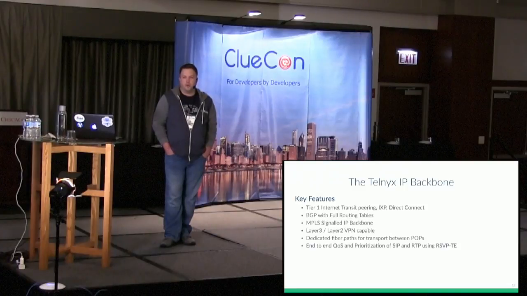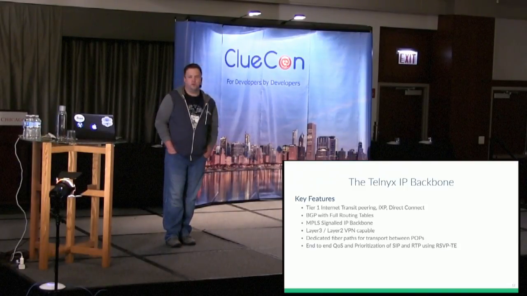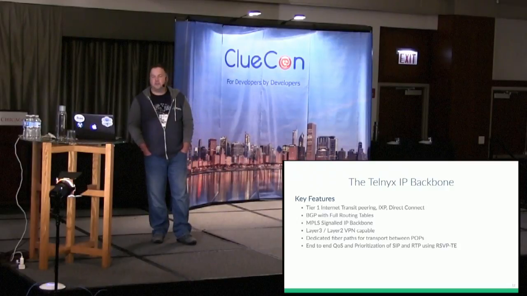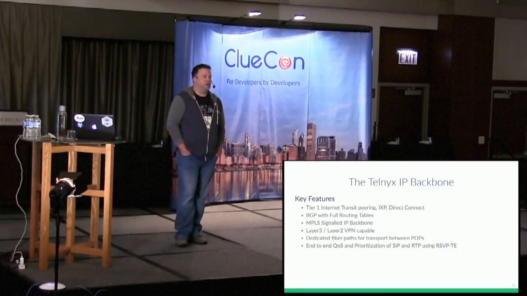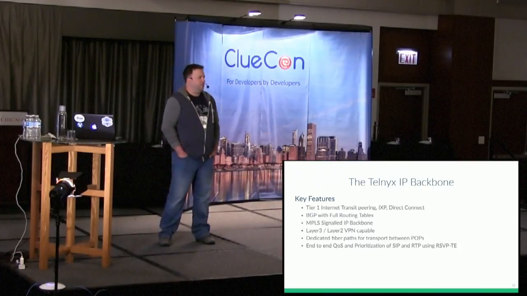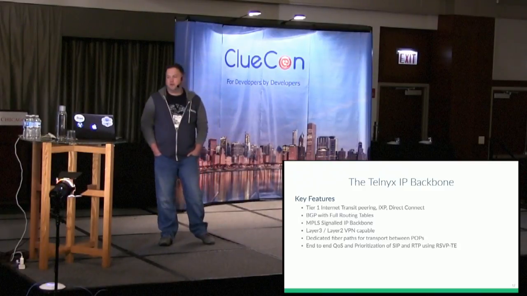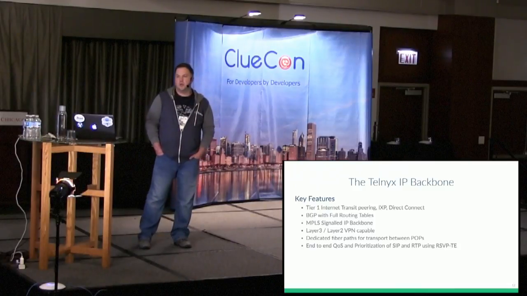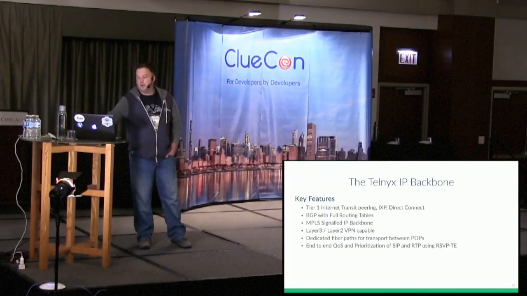We also have an MPLS signaled IP backbone that allows for things like layer 3 and layer 2 VPNs for dedicated customer environments or Telnyx environments themselves. And we have dedicated fiber paths between all of our POPs. In all cases, we have 2 paths that are diverse between providers. In some cases, we have 3. And this is basically building the IP backbone for transport between our POPs. And then, of course, the end-to-end QoS and prioritization of voice and video traffic using MPLS traffic engineering and RSVP.